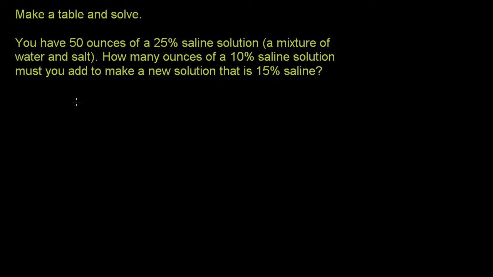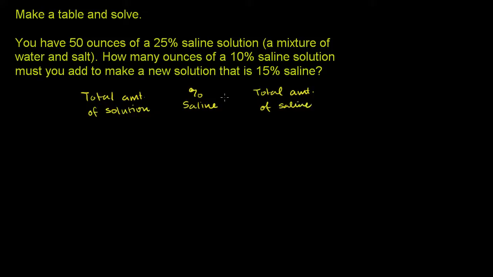So let's write amount of solution. So let me write total amount of solution, or maybe I should say total volume of solution. And then the next column, I'll say percent saline. And then we can use this information to figure out total amount of saline. Total amount of saline. And let's list it for each of the two solutions that they talk about.